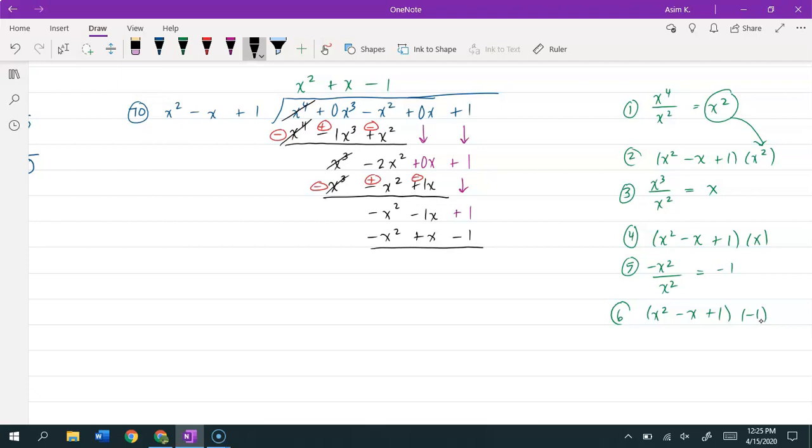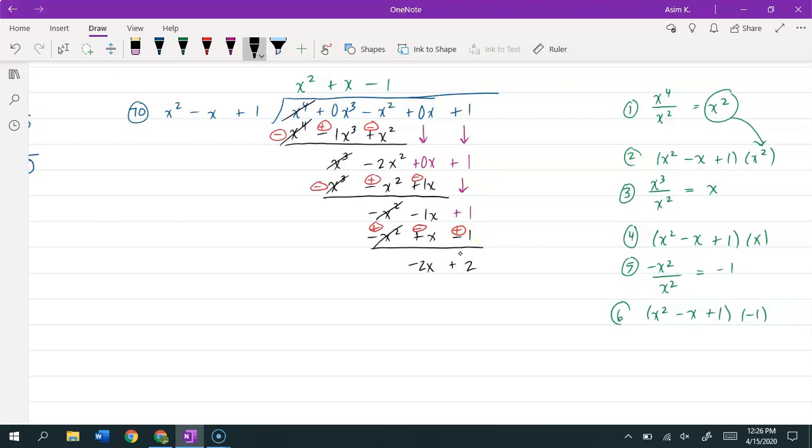Now we're going to make sure that we switch the sign on everything. So sign switch, and sign switch. And notice how now the negative x squared and the positive x squared cross off. The negative 1x and the negative 1x become a negative 2x, and the positive 1 and the positive 1 make a positive 2, like that.